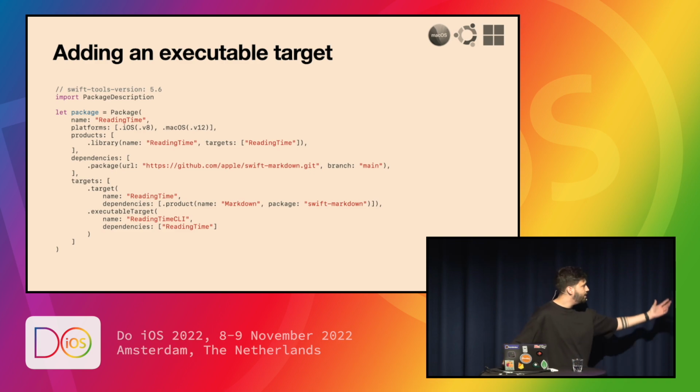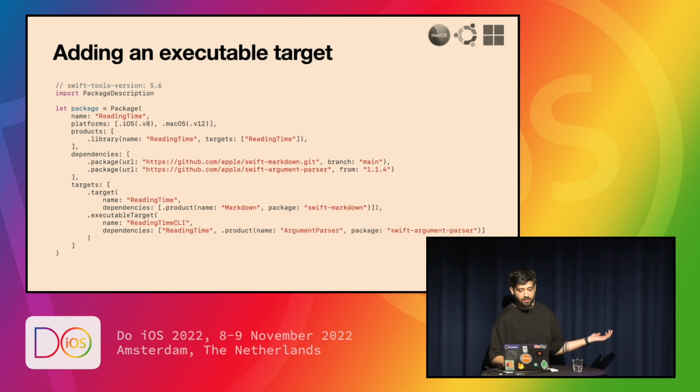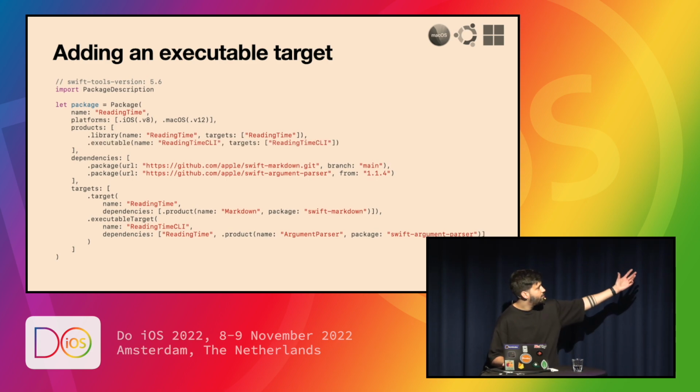So this will be called ReadingTimeCLI, and it depends on ReadingTime, so we can calculate content from a string very easily. Then we bring in a helper, also made by Apple, called Swift Argument Parser, which makes it easier to create command line tools using Swift. And then we add the dependency to the CLI target, and we make a product. By making this product an executable, when we build this product, it will put an executable file out in the build system so we can grab it, share it, like send it to our friends, do whatever you want with it.